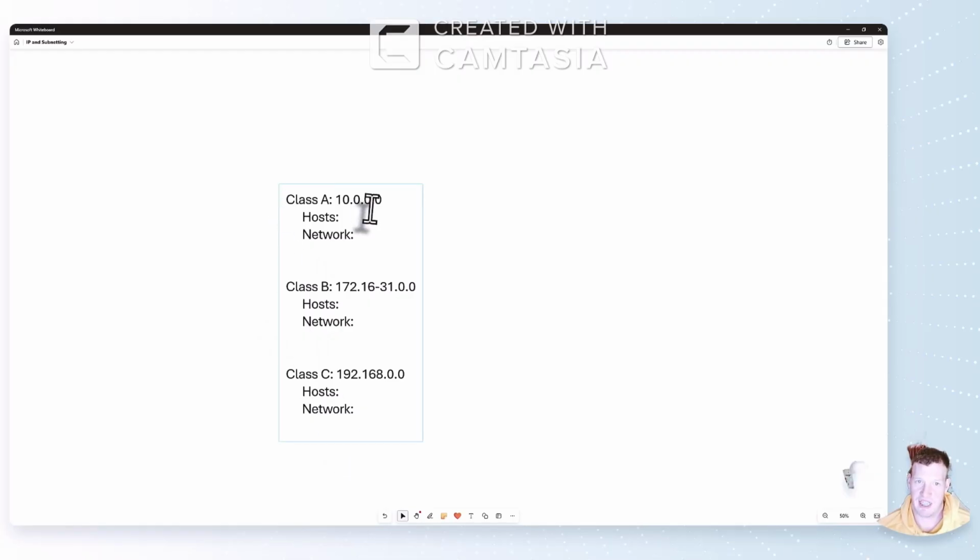The pro of a Class A is if you're like an ISP and you have hundreds of thousands of devices that you need to give IP addresses to, you're going to want to use a Class A. Class B is like you're a really big organization. You'll probably use Class B. And Class C is like you're a home or a small office.